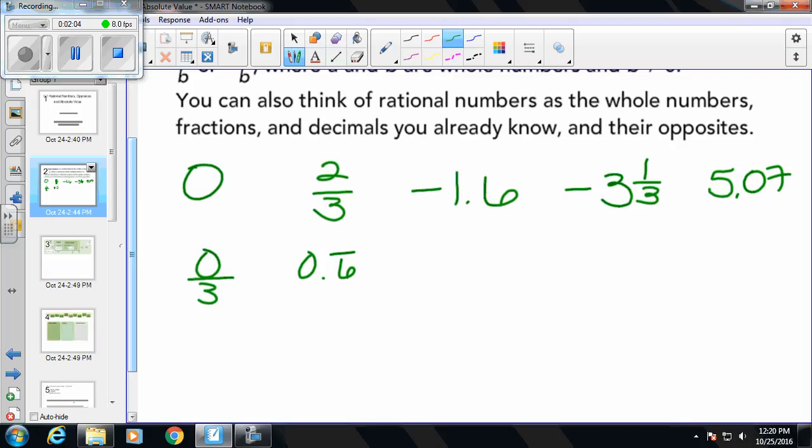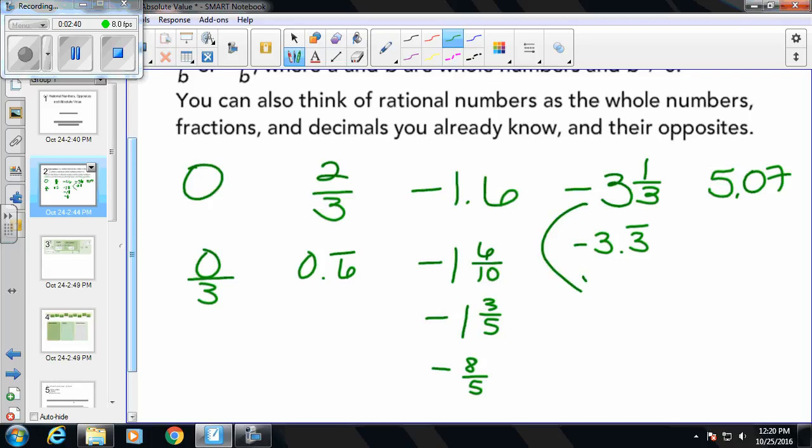Negative 1.6. If I want to put it into fraction form, it's negative 1 6/10, which I can simplify to negative 1 3/5, which I can convert to negative 8 over 5. Still a rational number. The next one, negative 3 1/3, that would be negative 3.3 repeating. This repeating part tells me that it can still be a rational number because all repeating decimals can be rewritten in the form of a fraction. But let's cut right to it, and we get negative 10 over 3.